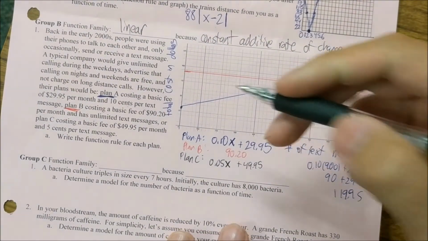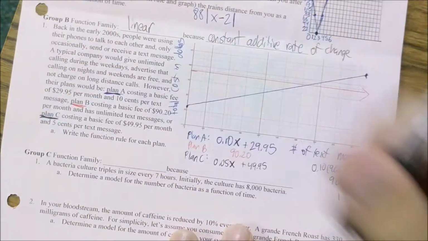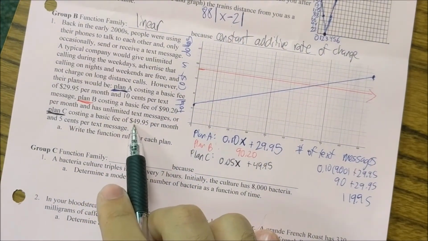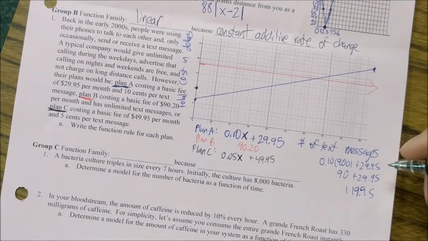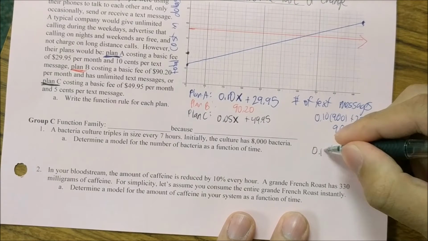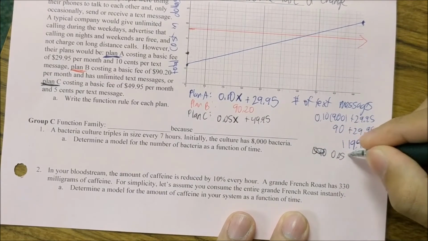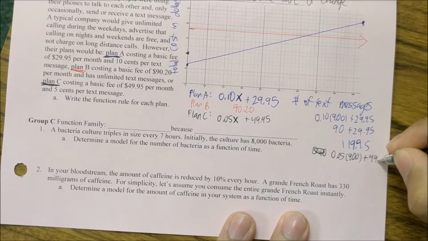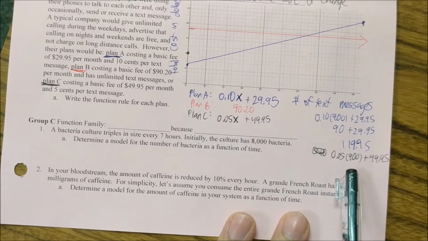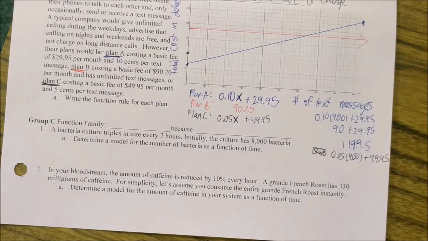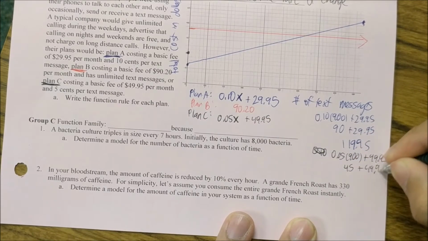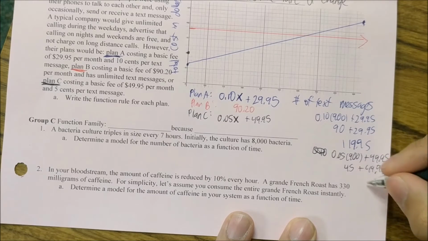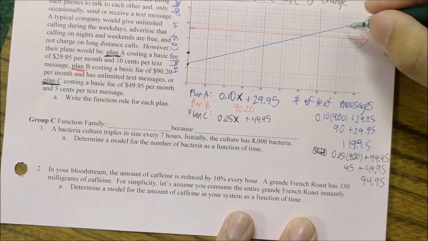All right, and then lastly, plan C. So this one, if you send 0 text messages, you pay $49.95 per month. And then to get another data point, let's see what happens if you send 900 text messages under plan C. All right, so 900 times 0.05 means you spend $45 on text messages alone, plus the $49.95 flat fee means you're paying a total of $94.95.